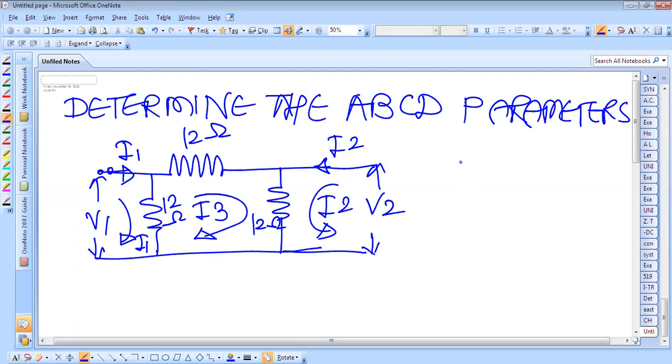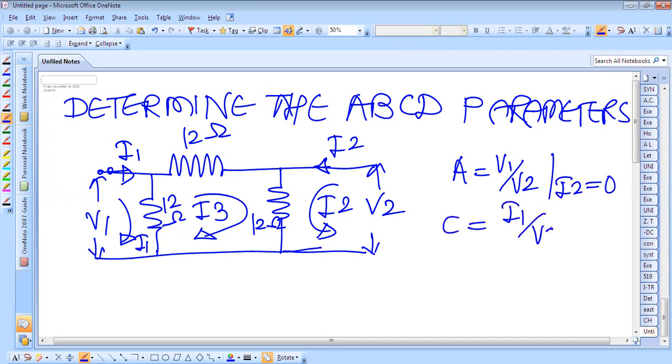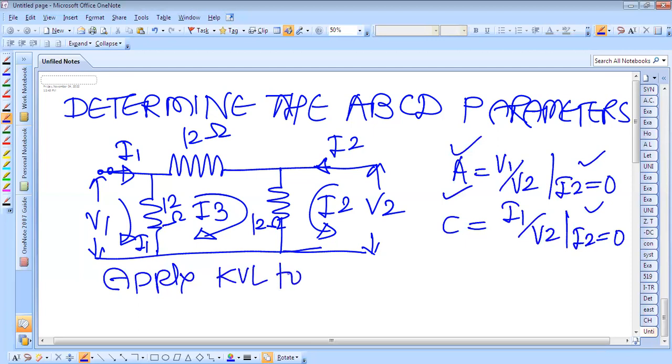The A parameter is equal to V1 by V2 when I2 is equal to 0, and your C parameter is equal to I1 by V2 when I2 is equal to 0. When this is open circuited, no current will flow through this, I2 will be 0, and therefore we can find A and C parameter. So apply KVL to this loop, first loop.